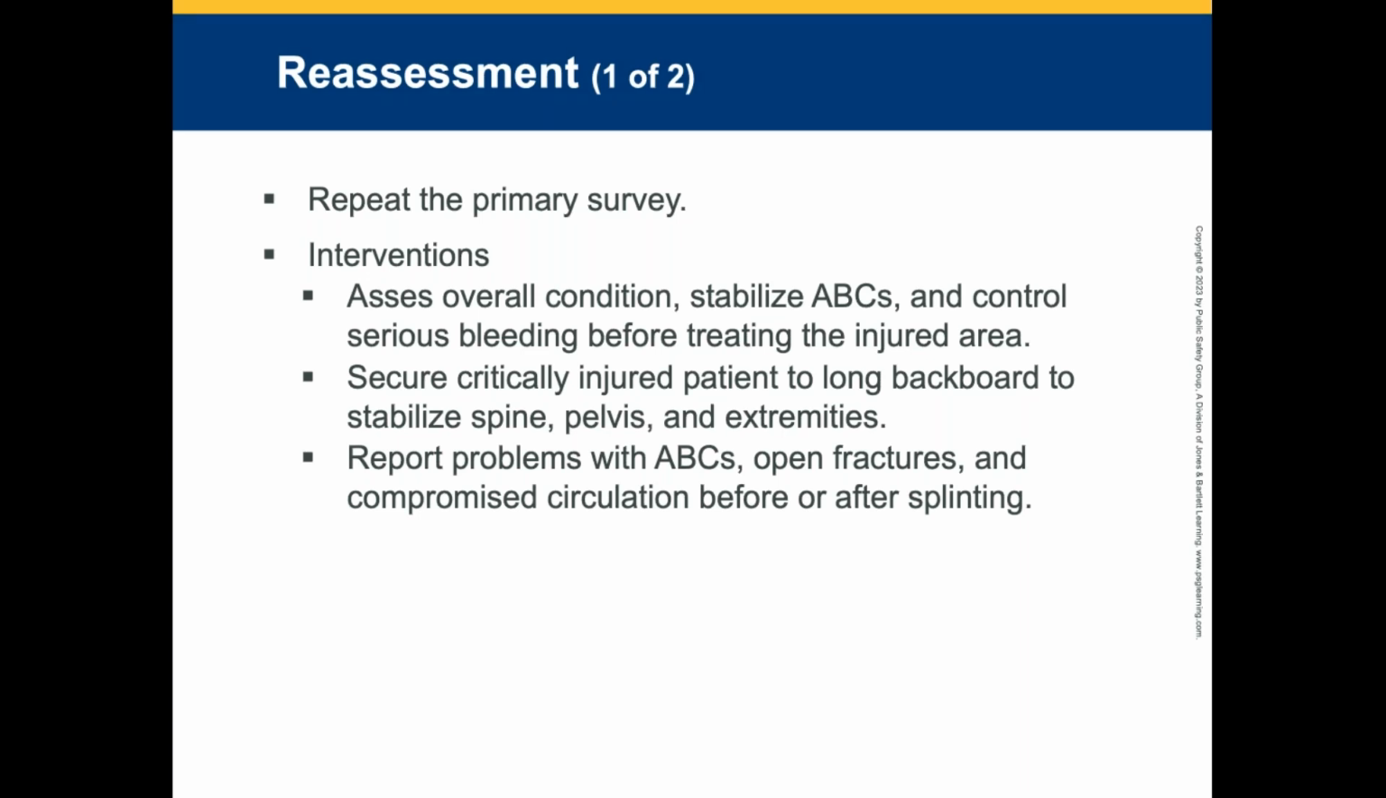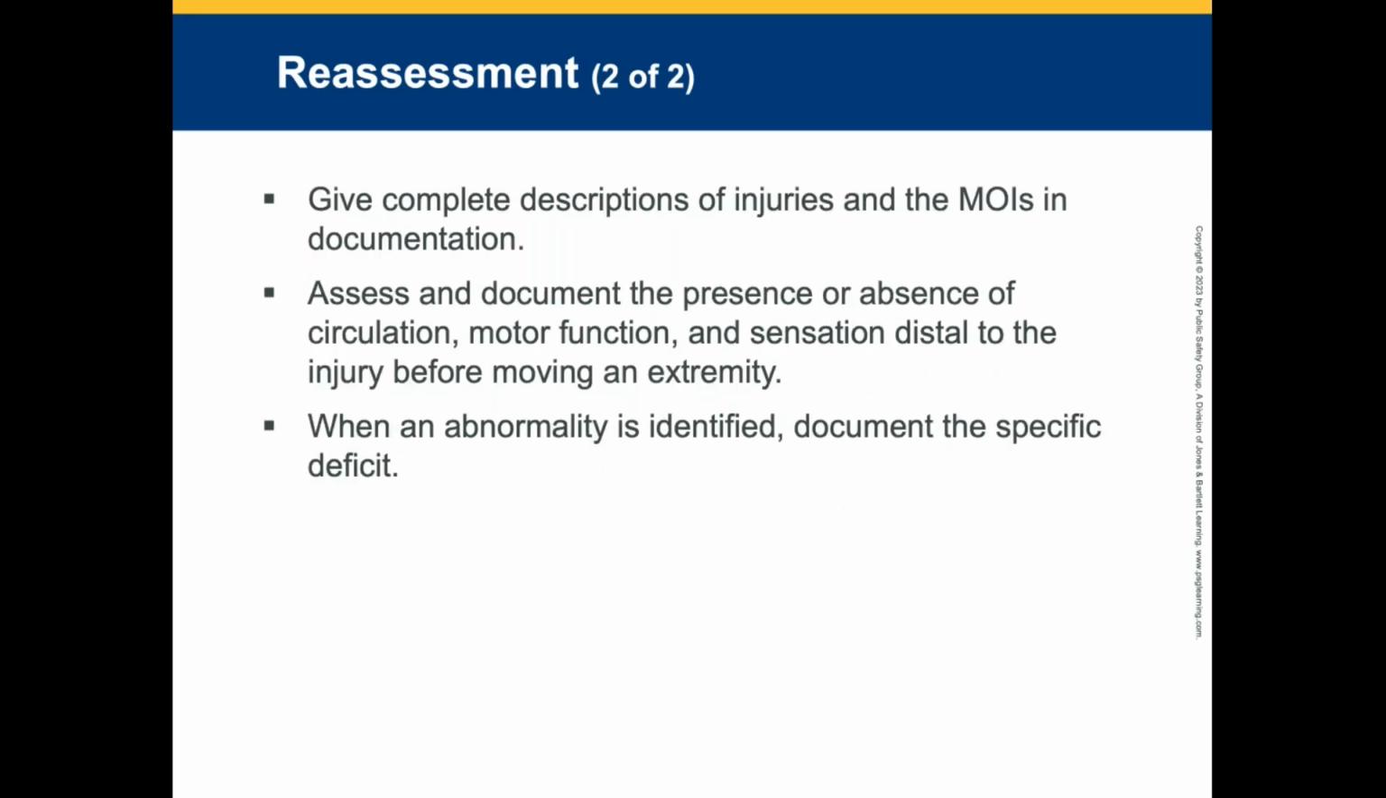To report problems with ABCs, open fractures, and compromised circulation, right, before and or after splinting, note what they are. In your documentation, give complete descriptions of the injuries and the MOIs associated with them. Right? Don't just say the patient has an arm fracture.